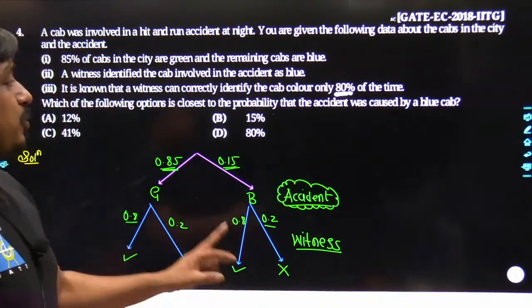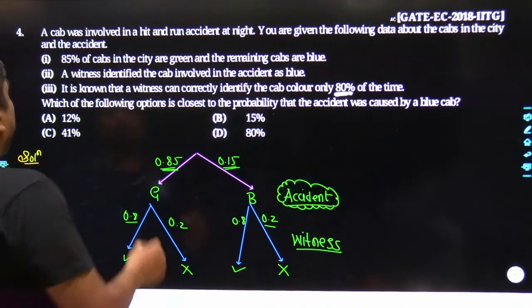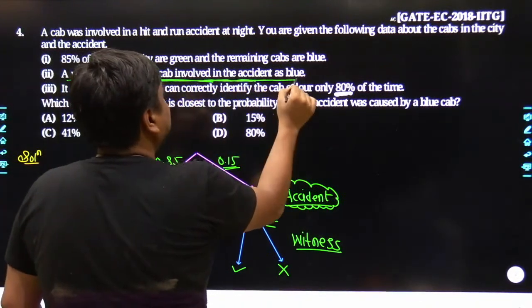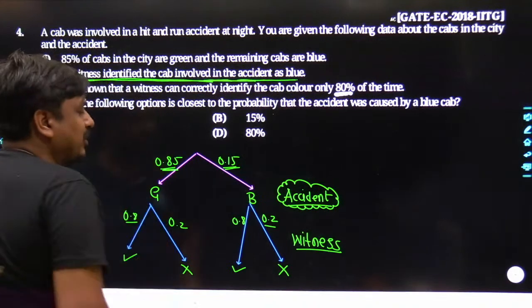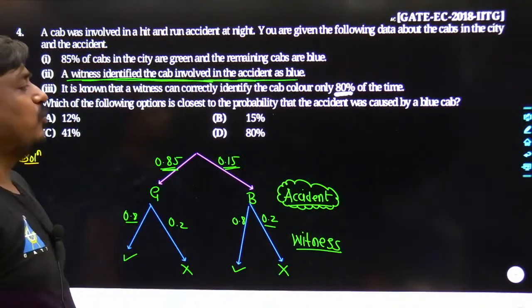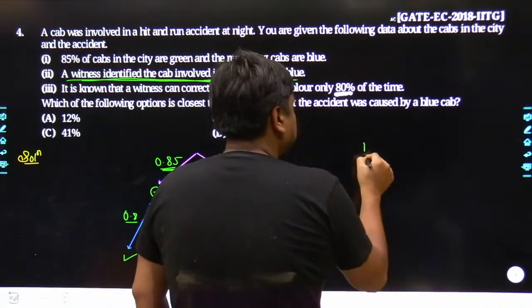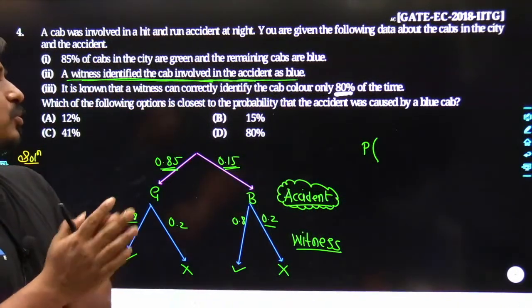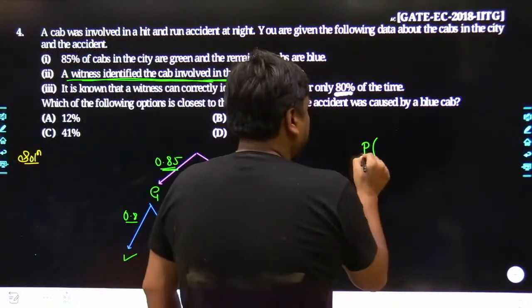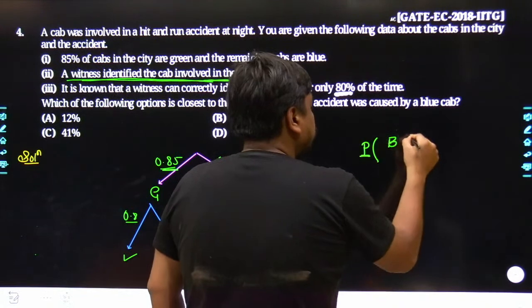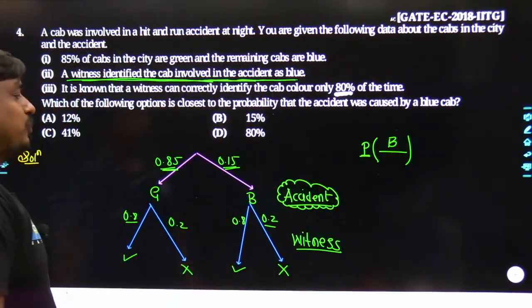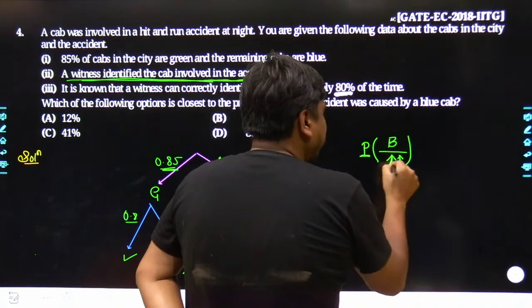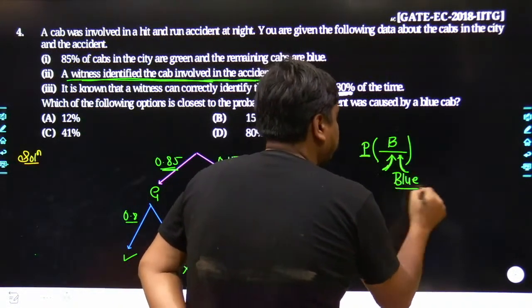Yes. In this problem, may I know what exactly they are looking for? This has already happened. That means the witness identified the cab color involved in the accident as blue. Now we need to find the actual probability that the hit and run case was really performed by the blue. What would be the best answer for this given problem? That means we are looking for the probability that the hit and run case was actually performed by blue, whereas I am saying it has already been stated by the given witness that the color was blue.